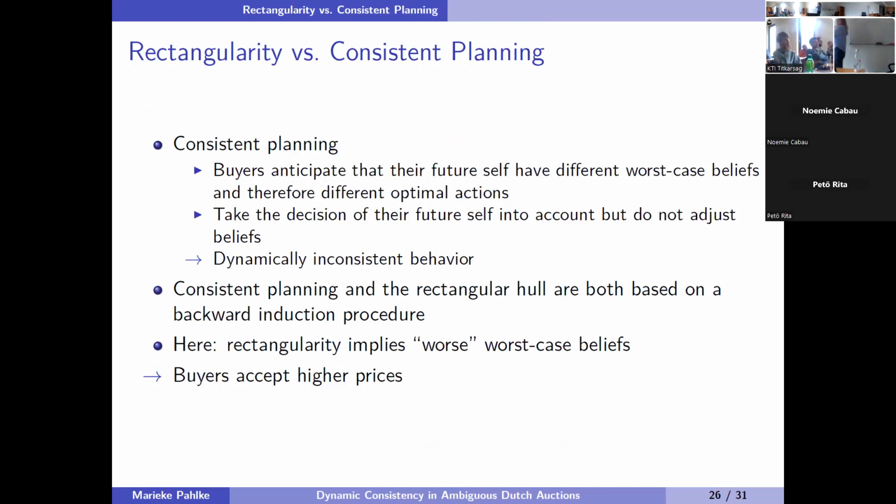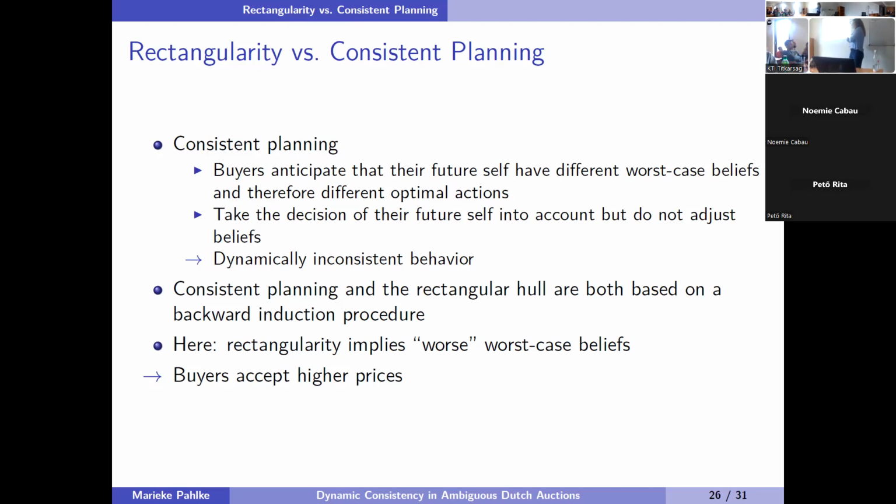And that's now where we come to the comparison to the existing literature, because the existing literature relies on a consistent planning approach. So the idea is, well, I know that my future self will do something else from what I'm doing right now. I don't adjust my beliefs, but I consider that tomorrow I will do something different than my optimal plan. So it's like a backward induction procedure, but not for the beliefs, only for the strategy. With this, you get dynamically inconsistent behavior. And this is what has been studied in the setting so far. Basically, this kind of consistent planning instead of rectangularity.